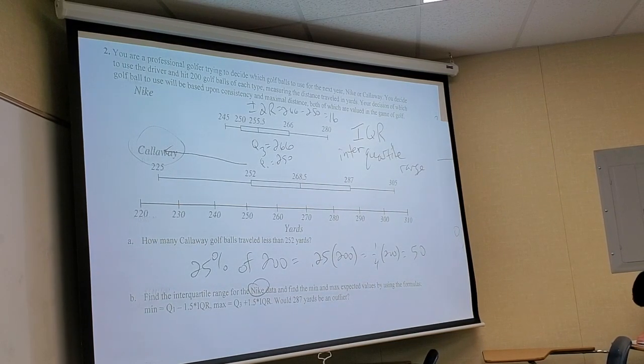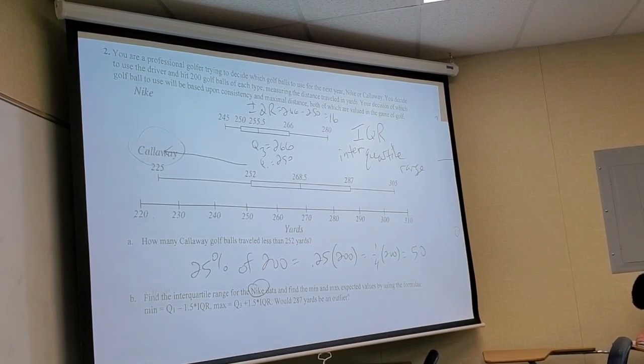So again, it makes more sense if you know what the range is, high minus low. Interquartile is one step in, Q3 minus Q1 instead of high minus low. What we're trying to get to is a more technical way of identifying what an outlier is.